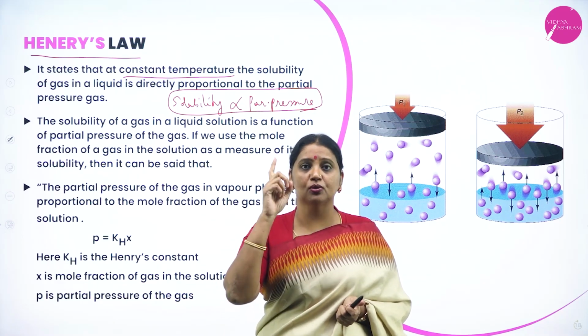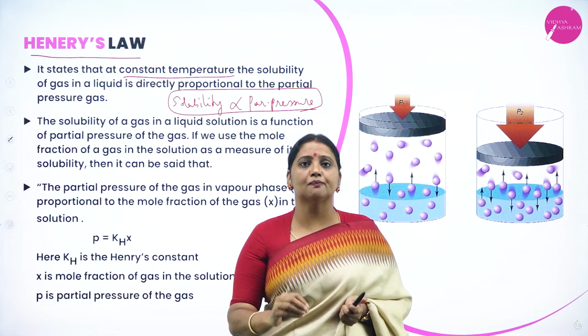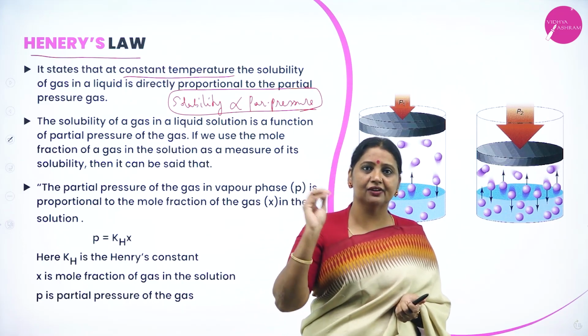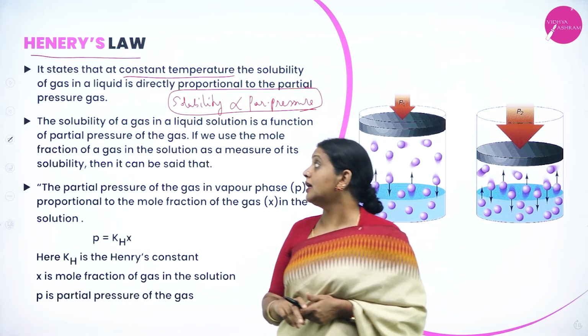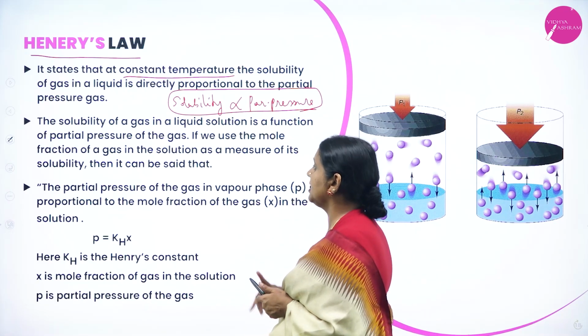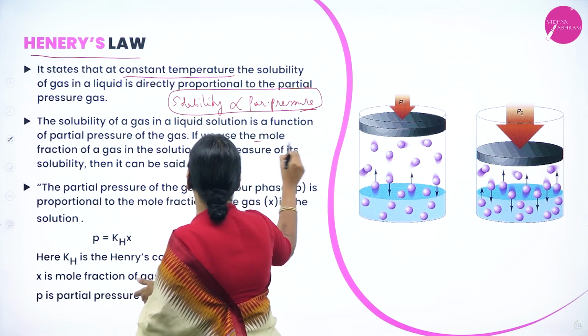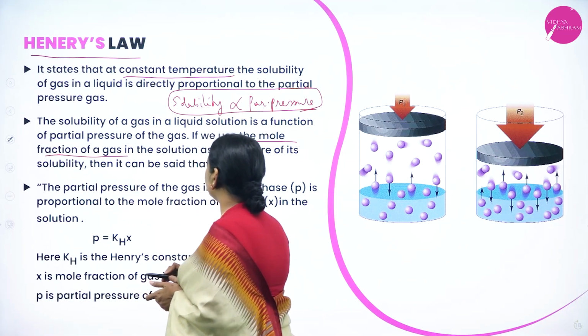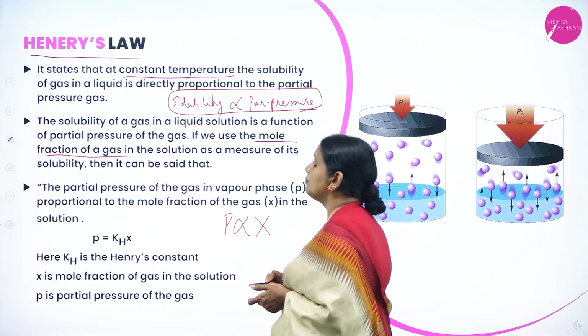Henry's law is applicable only at constant temperature, not at a given temperature. At constant temperature, the solubility of a gas in a liquid is directly proportional to the partial pressure of the gas. Now consider solubility in terms of mole fraction. Then the partial pressure is directly proportional to the mole fraction.